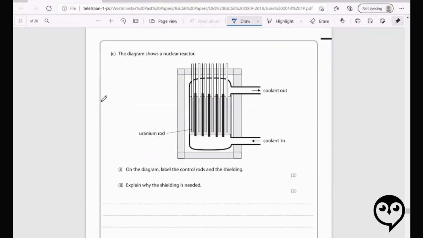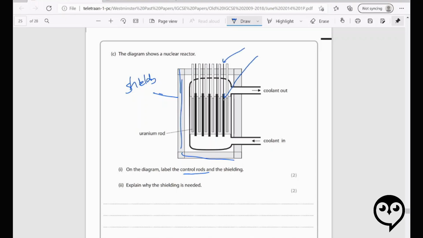Nuclear reactor question, yes, again. Label the control rods and the shielding. Okay. So here is the shielding. And the control rods. Okay, so the uranium rod is here, this gray thing. And I would imagine that the control rods are these black rods, because you can either pull them up or push them down, and they will stop the neutrons from whizzing around in there.